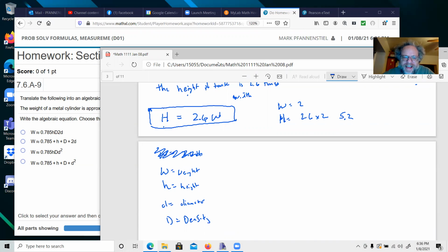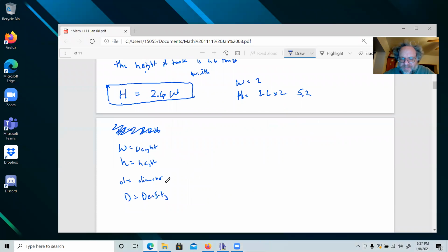In other books, they use radius, so there's usually an R there, and density in chemistry books looks like this. It's a rho, which is the Greek R, but looks a lot like a P. All right. So that's what we have.